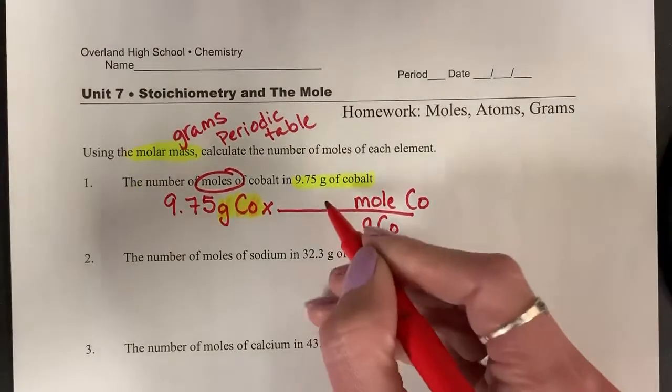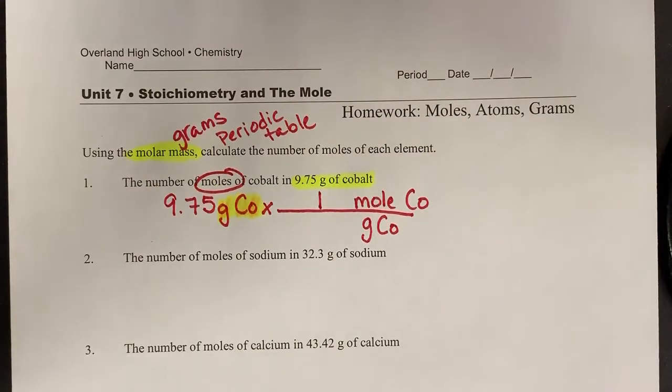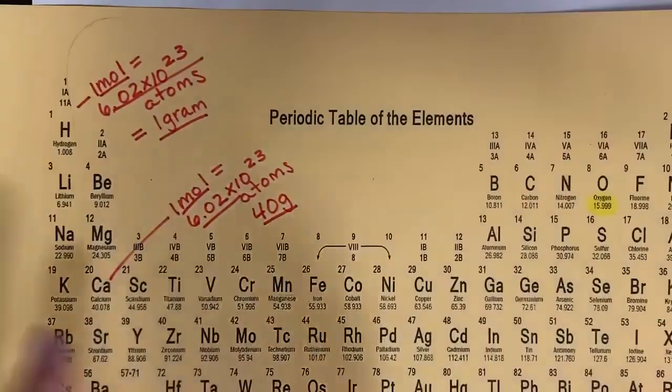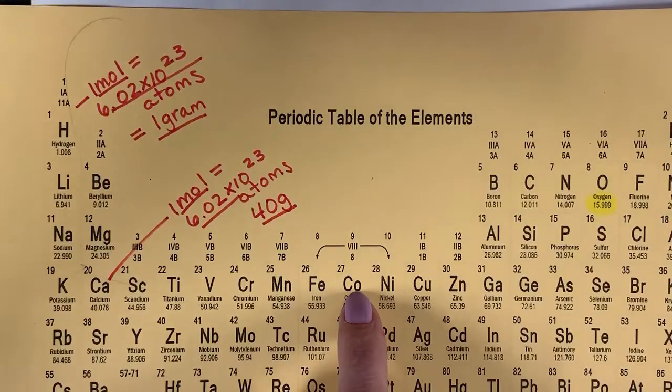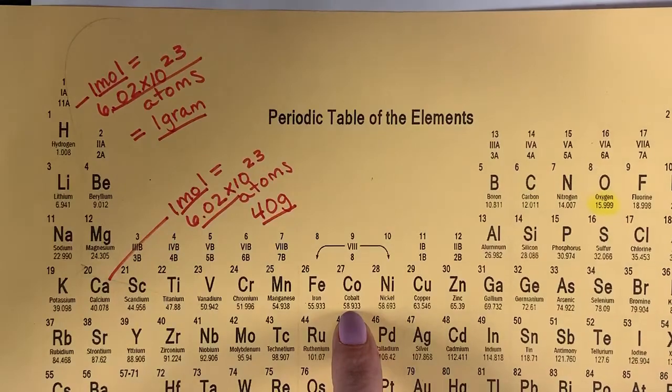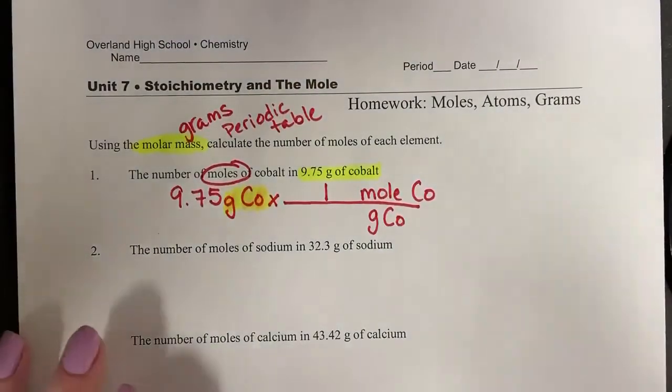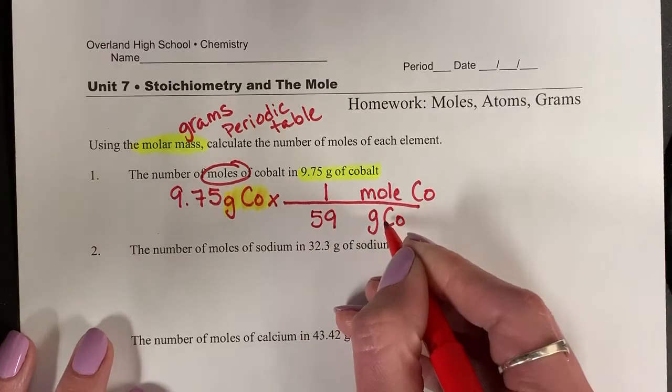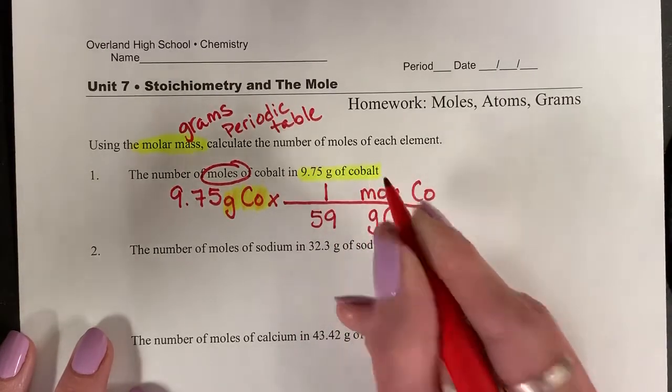Now I know that 1 mole of cobalt is always equal to the molar mass. And I know that I find my molar mass by looking on the periodic table. So I'm going to find cobalt on my periodic table. The molar mass is how much 1 mole weighs. So this says 58.933. I'm not going to leave this exactly as it is. I'm going to make my life a lot easier. So I'm going to make 58.9 59. So 59 grams of cobalt is equal to 1 mole.